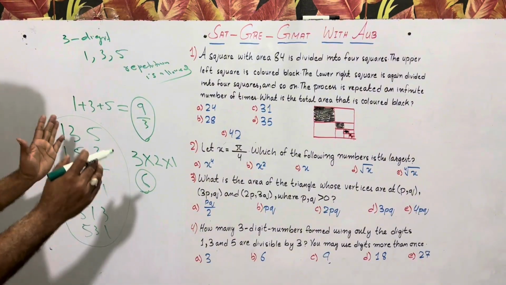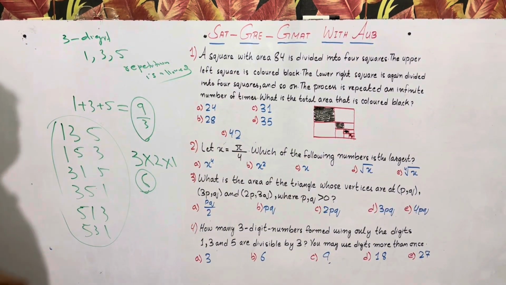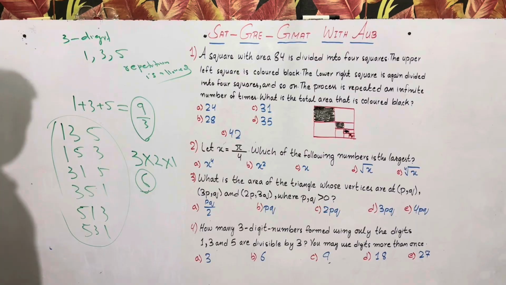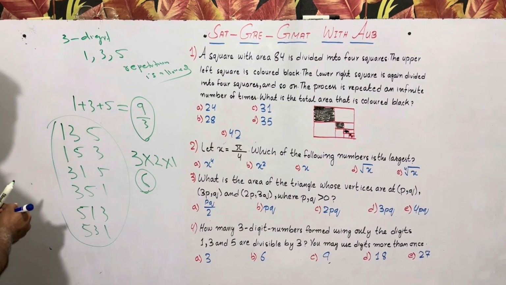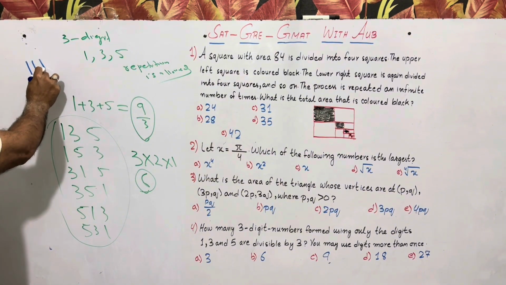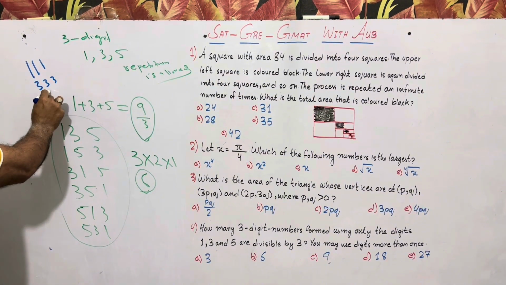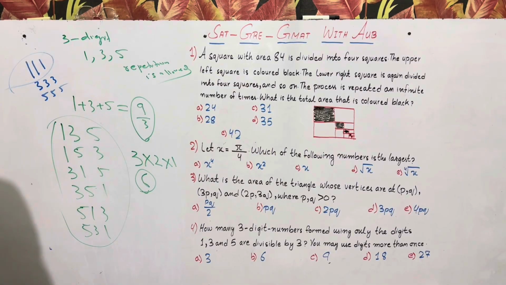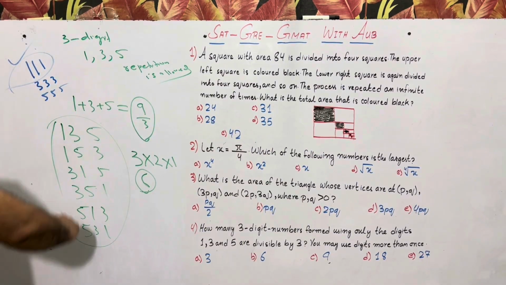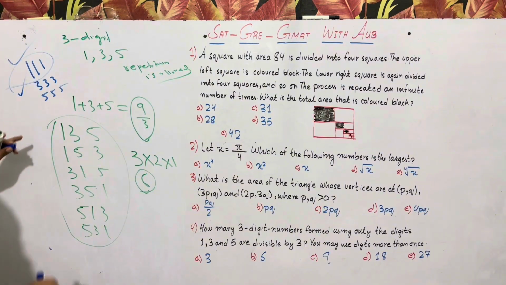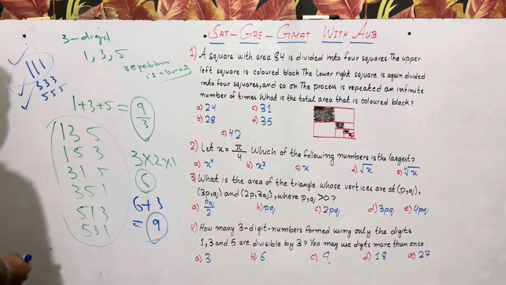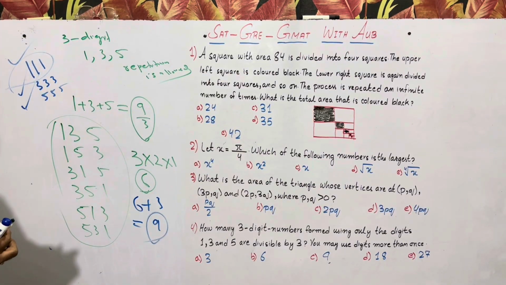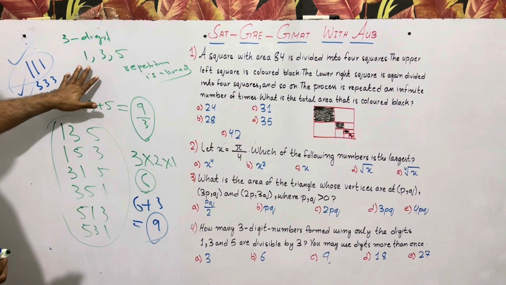We have been given a free hand that we can use each digit more than once. Another possibility props up: if we take all the digits the same, 1, 1, 1 or 3, 3, 3, or 5, 5, 5. The sum of digits is 3, it's divisible by 3. The sum of digits is 9, it is divisible by 3. 5 plus 5 plus 5 is 15, and 15 is divisible by 3. So 6 plus 3, 9 are the total possibilities of making a 3-digit number using 1, 3, 5.